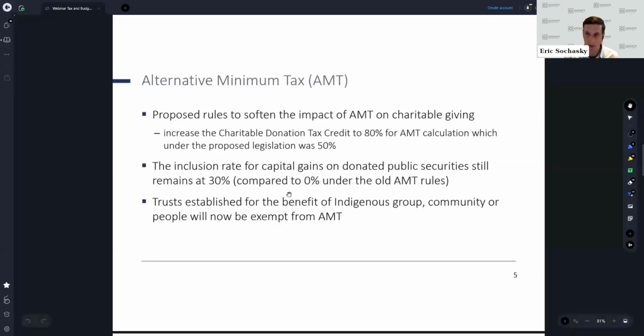Okay, let's go to the next area. Did you have anything else to add on AMT at all? Yeah, just there's been another carve out for AMT that wasn't previously there in the old rules, and that's if there are any trusts that are established for the benefit of Indigenous groups, community, or people, they'll now be exempt from AMT.